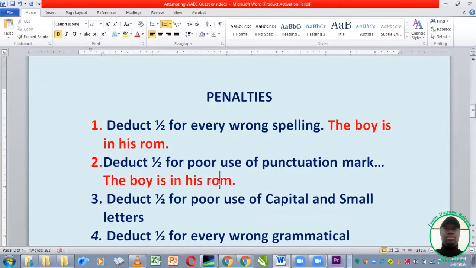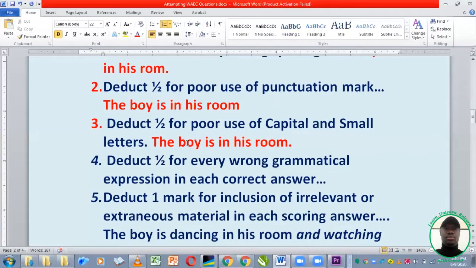If you make punctuation errors, if you present your answer this way and you do not apply the full stop, even if the answer is correct, you will lose half a mark. If you wrongly apply the capital letters, you will also lose half a mark. For example, if you do something like this, you will lose 1 mark. And WASSCE will not stop there. They will still check if you made spelling errors or punctuation errors. That's how they keep deducting your marks till you get to 0. So please take this seriously.